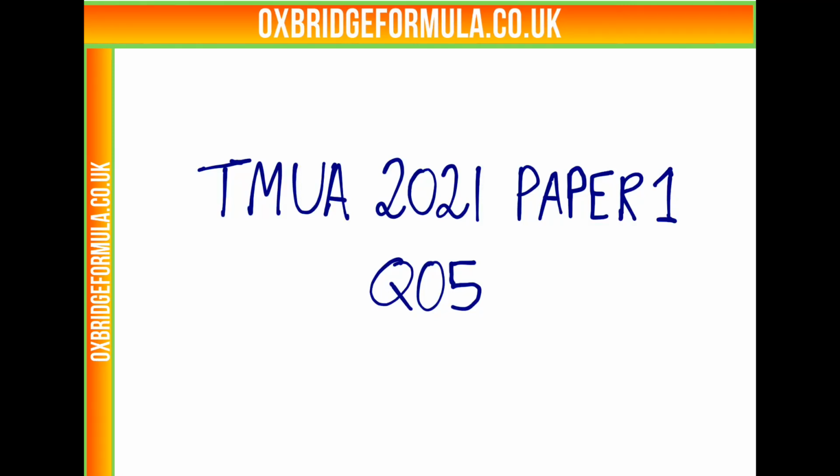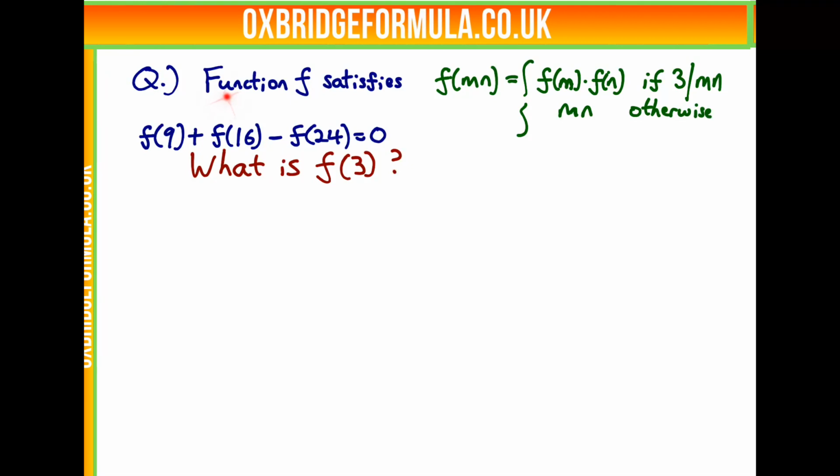This is TMUA 2021, Paper 1, Question 5. We're given a function f which satisfies this property: given numbers m and n, f of mn is either f of m times f of n if mn is a multiple of 3, i.e. 3 divides mn, and is equal to mn otherwise.